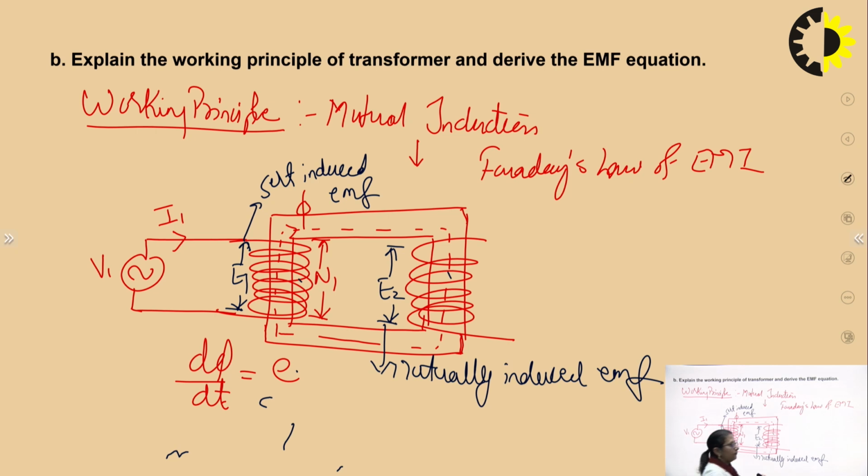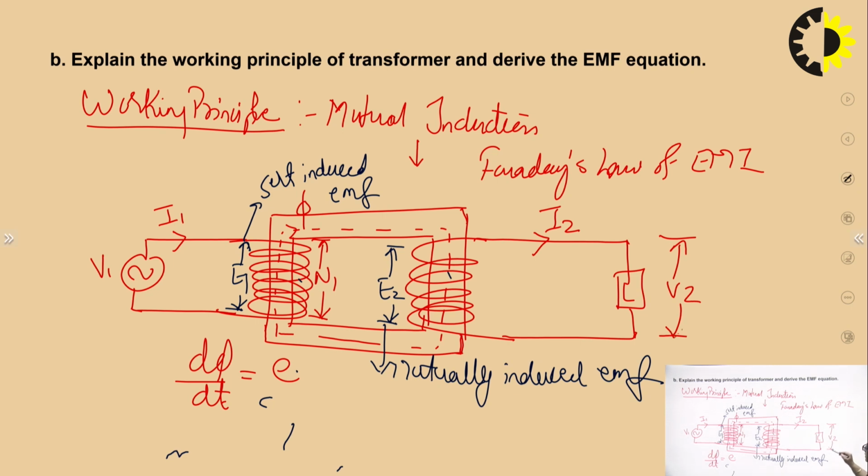Now, if the secondary circuit is completed and connected with a load, obviously this induced EMF will drive the secondary circuit. It will make a current flow through the load, and there will be a terminal voltage across the load, which we call V2. That's why we explain the complete working of a transformer.